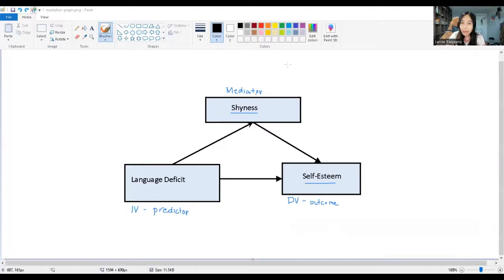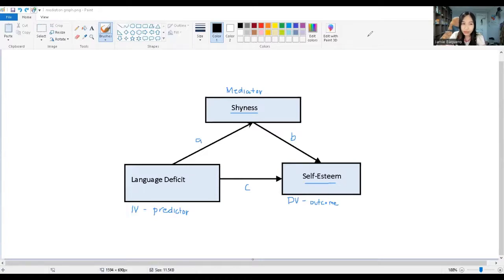Take note that each path, we're going to identify the path that I mentioned. So from the predictor to the mediator, we have here the path A. From mediator to the outcome, we have path B. And lastly, from the predictor to the outcome, we have here the path C. So it's important to note that each path must be significant.